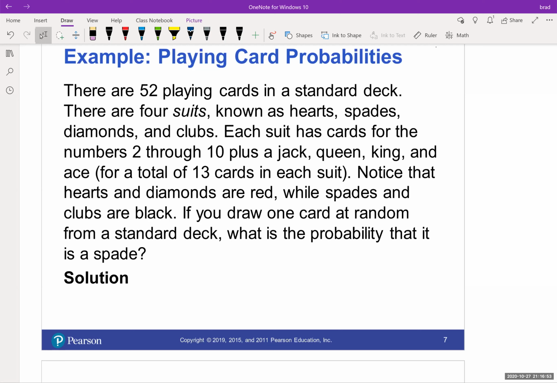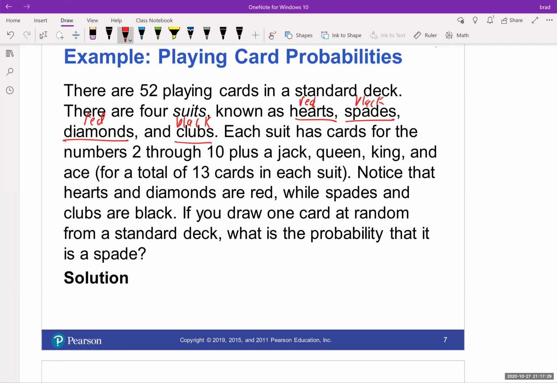But in cards, there are 52 playing cards in a standard deck. So this will kind of explain it to those of you that don't play a lot of cards. They are known as 4 suits: hearts, spades, diamonds, and clubs. Hearts are red, spades are black, diamonds are red, and clubs are black. So these are the 4 suits. 2 of them are red, 2 of them are black.